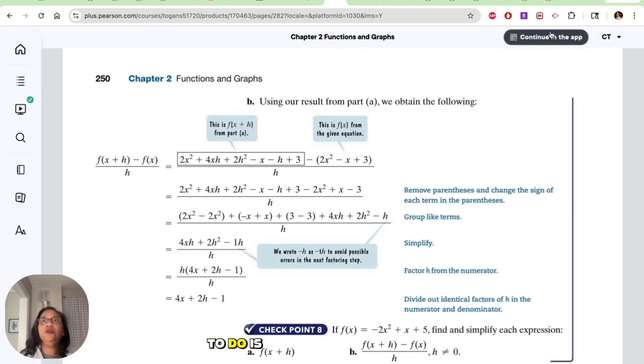Now, what I wanted to do is show you an example of the difference quotient working on either the Desmos calculator or the Inspire calculator, but it might take a little bit too much time, so we're going to save that for a later date.